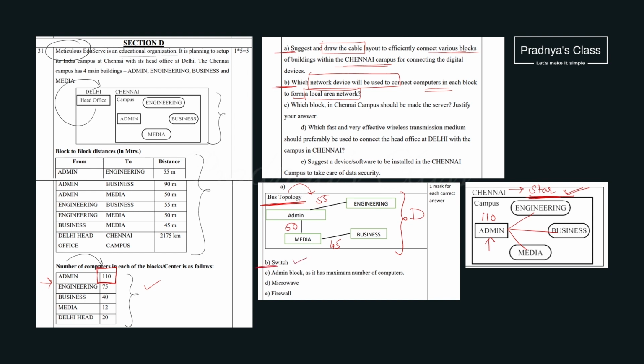If a similar kind of question gets repeated in your final exam, write the answer as switch. Moving ahead to the next question. In which block in the Chennai campus should the server be made? Justify your answer. Look at the Chennai campus.